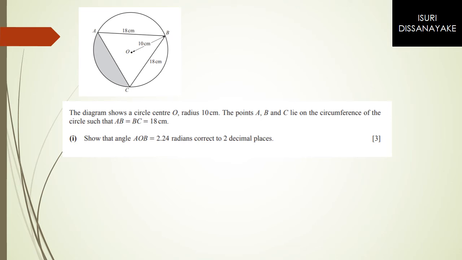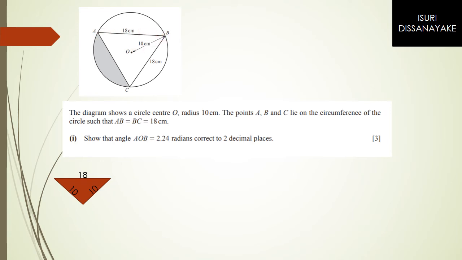The diagram shows a circle, center O, radius 10 centimeters. The points A, B and C lie on the circumference of the circle such that AB equals BC equals 18 centimeters. Show that angle AOB is 2.24 radians. So here I drew the triangle separately and I label this side as 18. This is 10 centimeters and this is 10 centimeters. Now from here to here it's a radius 10 centimeters, given in the sum.